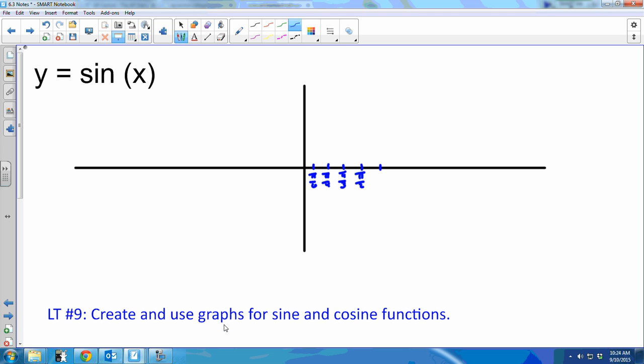Then you would have 2 pi over 3, 3 pi over 4, 5 pi over 6, and then pi. Then we would have 7 pi over 6, 5 pi over 4, 4 pi over 3, 3 pi over 2, 5 pi over 3, 7 pi over 4, 11 pi over 6, and 2 pi. Right? You could go backwards as well.